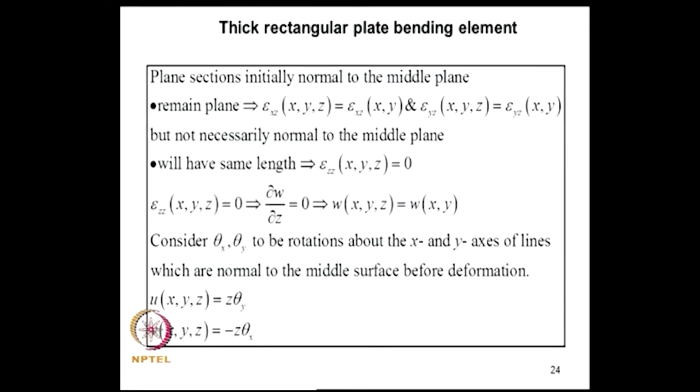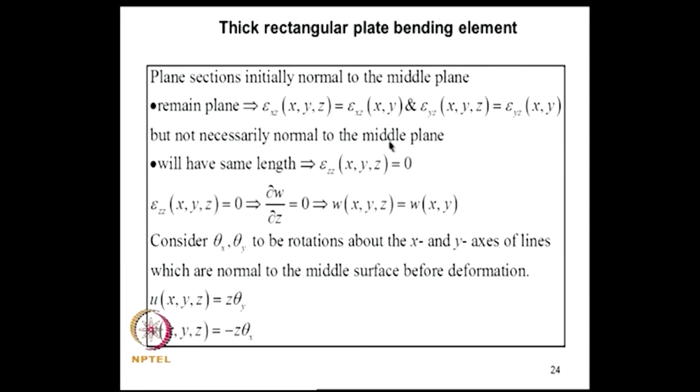So, what is the consequence of the plate being thick? We have assumed in the earlier theory that plane sections initially normal to the middle plane remain plane and also normal to the middle plane. But now we will assume that the plane sections initially normal to the middle plane remain plane, consequently epsilon xz will be independent of z and epsilon yz will be independent of z, but not necessarily normal to the middle plane. If you insist that this is also satisfied, these two quantities identically become equal to 0.